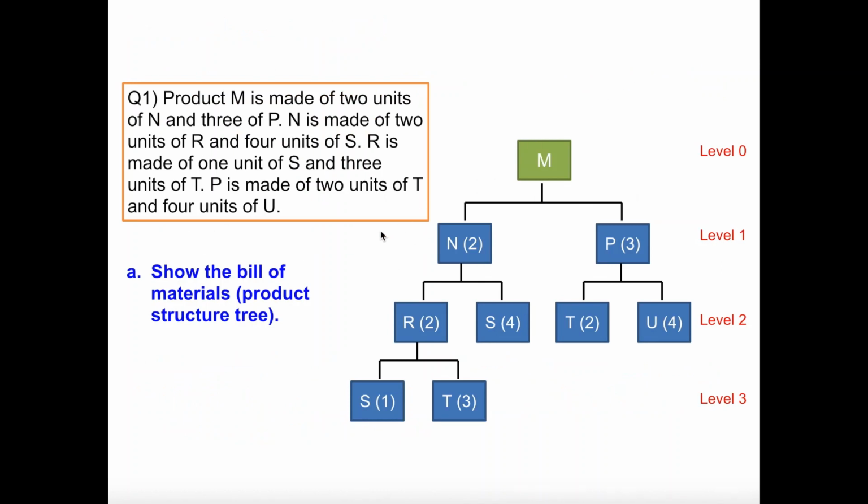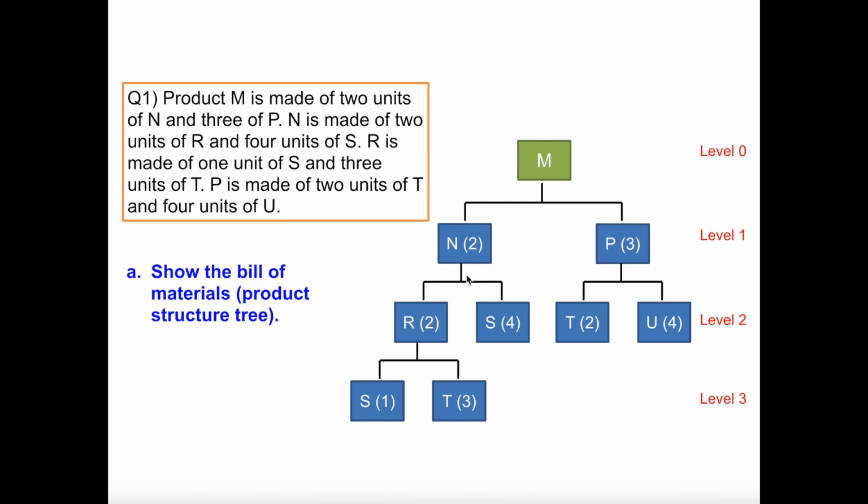To show the bill of materials, you need to draw the product structure tree like this based on the given information. A product tree presents how a product is put together. It contains the information to identify each item and the quantity used per unit of the item of which it is a part. So in this question, final product M is made of 2 units of N and 3 units of P.